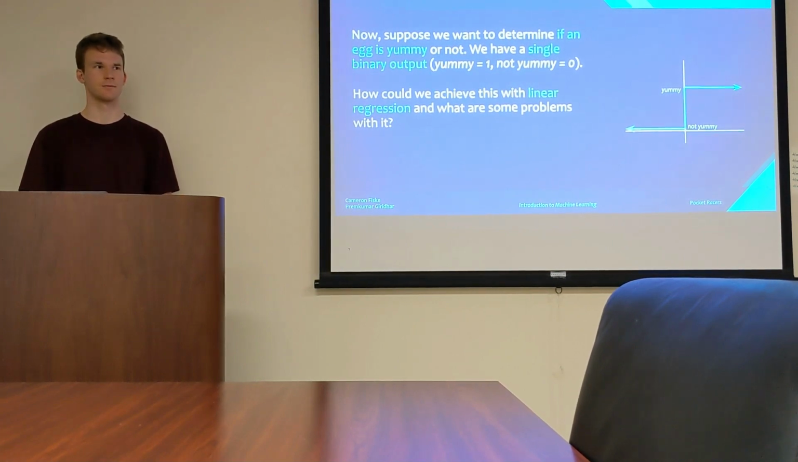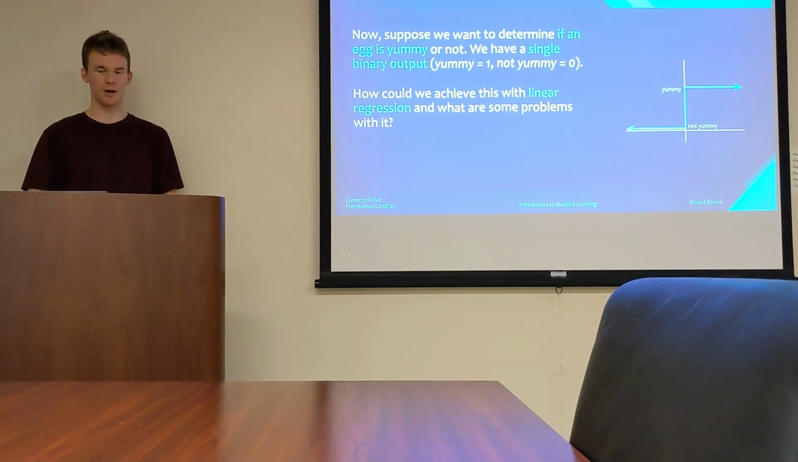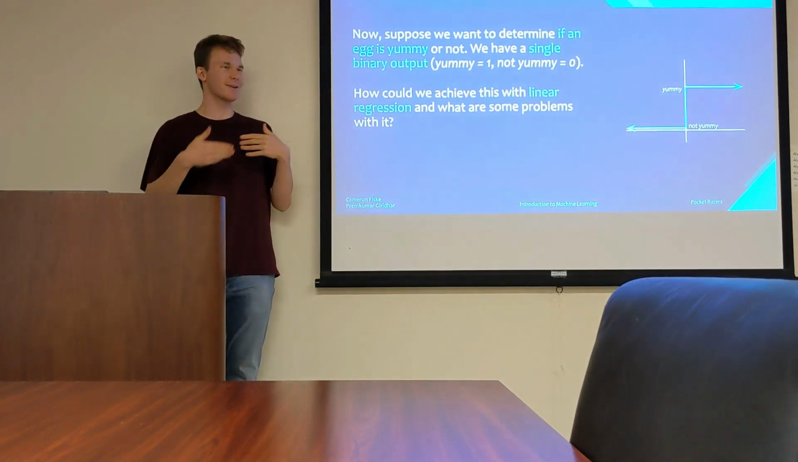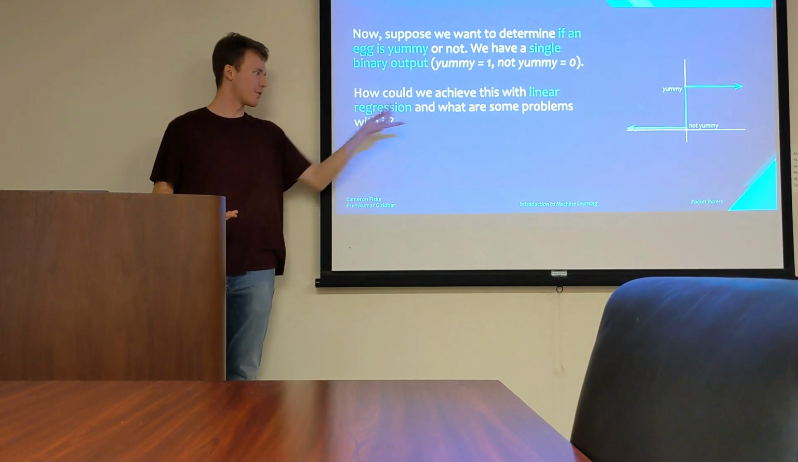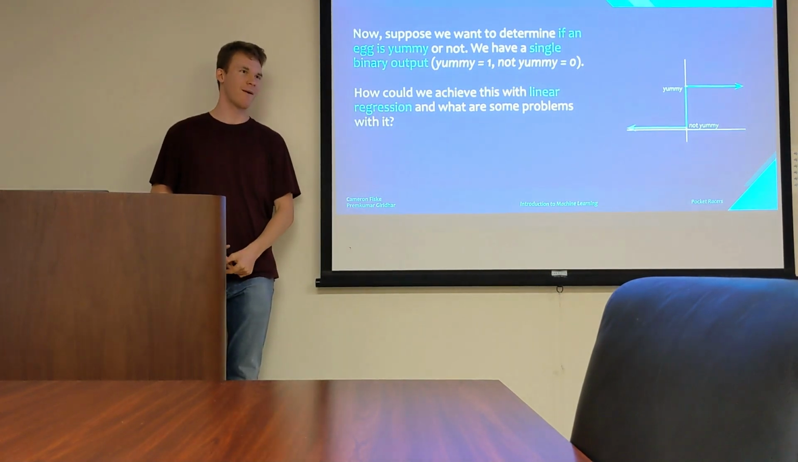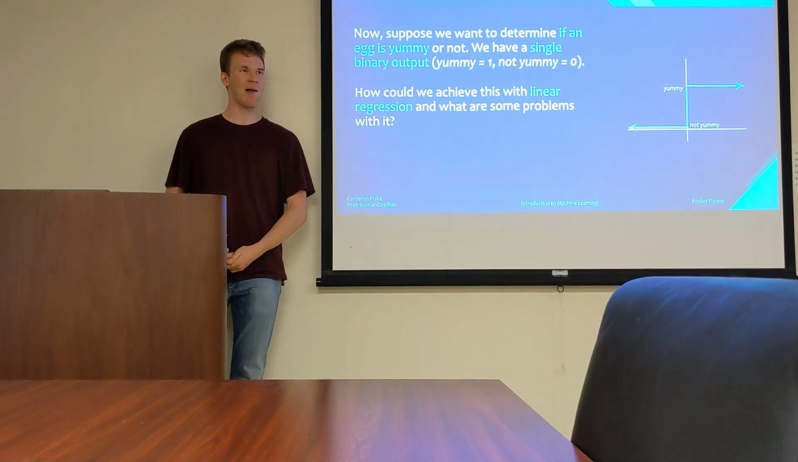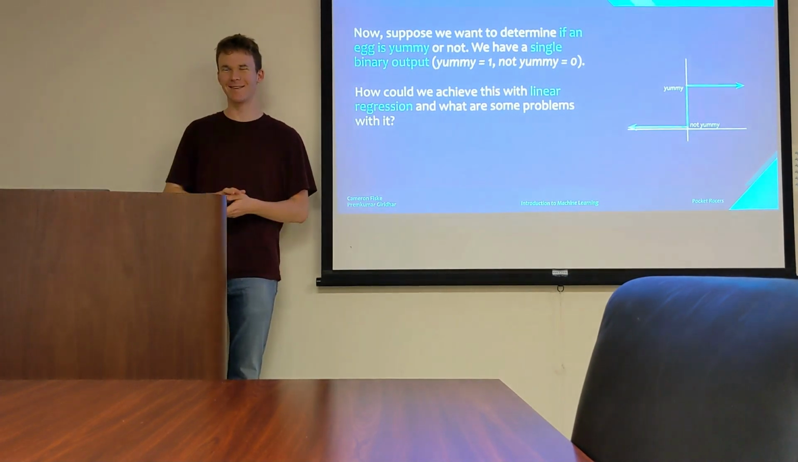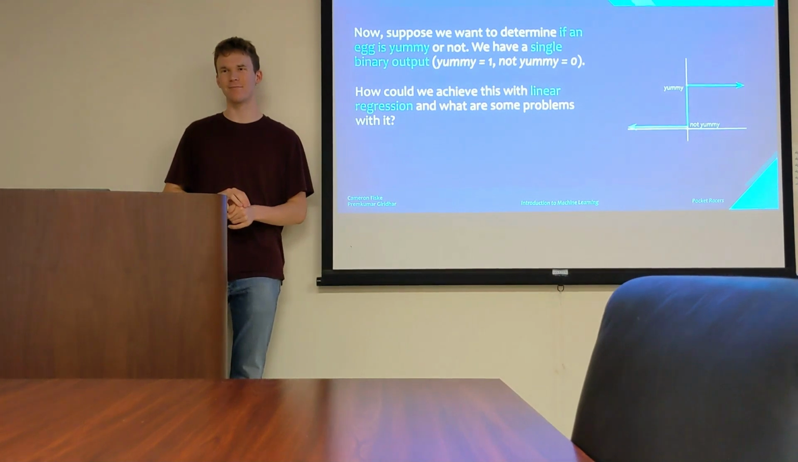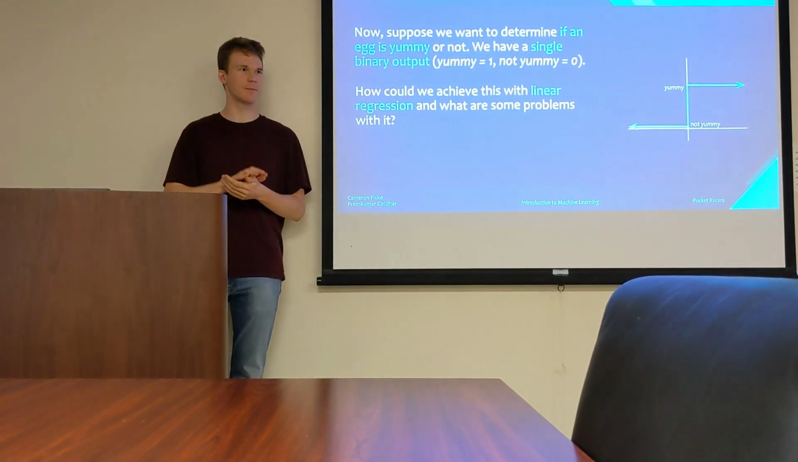Is that a trick question? I mean, it's not going to work, or it's not going to work well, but how would you do it, and what would be some problems with it? It's not a trick question. You would have to pick an arbitrary y value where it starts being yummy. Yeah. So you'd have to do something like that.